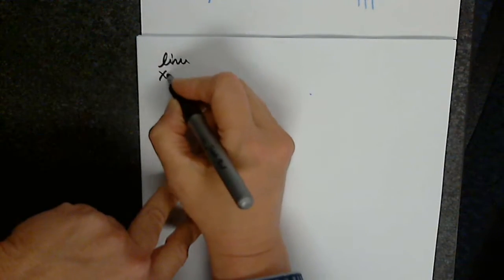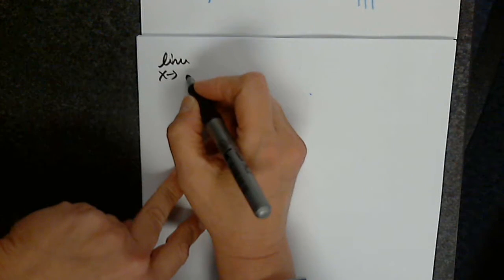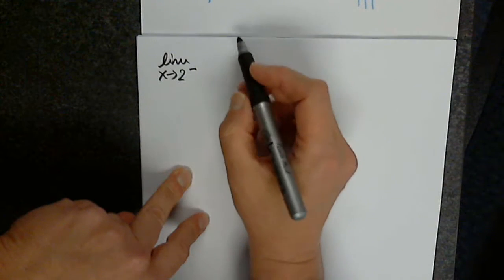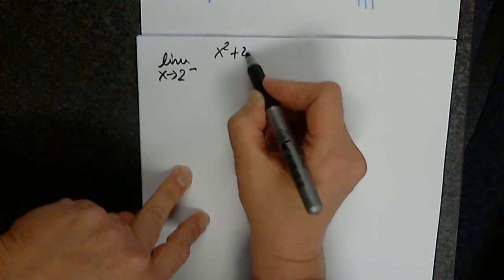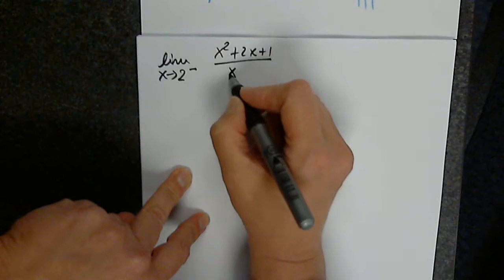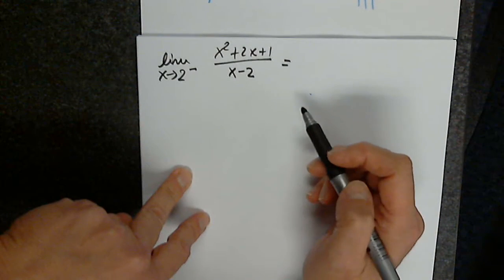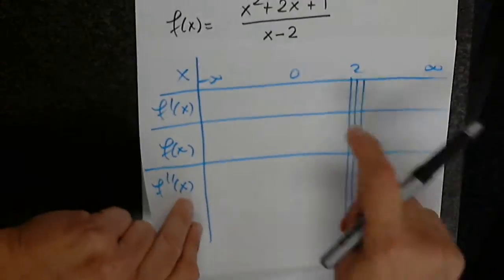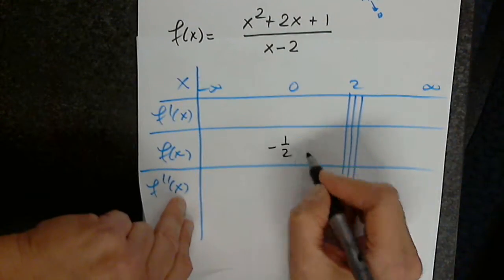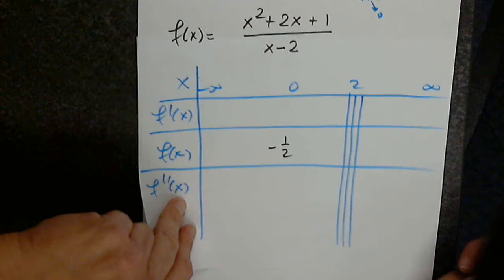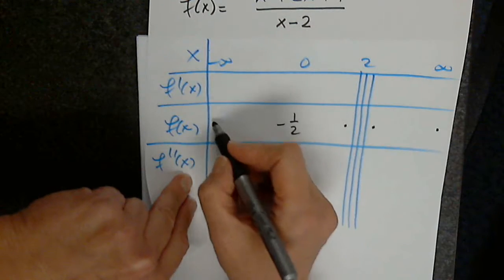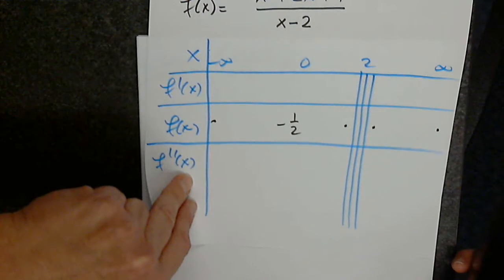So now I'm looking at the limit as x approaches 2 from the left and 2 from the right, of x squared plus 2x plus 1 divided by x minus 2. So why not 0? Because 2 is where it's undefined, but 0 is not a limit. When I plug in 0, I get negative 1/2. So I need this, this, this, this, and the x-intercepts.